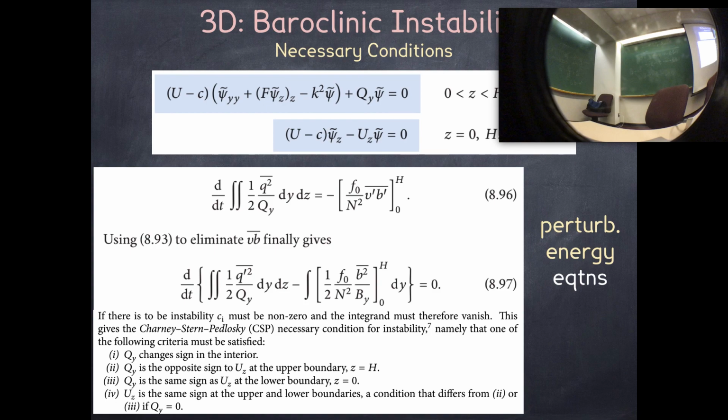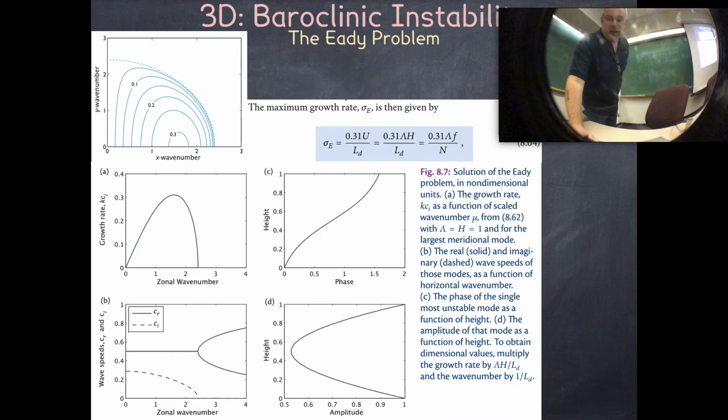What about du/dz being the same sign at the upper and lower boundaries? The du/dz is what? But it's also, if M squared is constant, it's constant everywhere in the domain. So it is the same sign at the upper and lower boundaries. It's in fact the same sign everywhere in the whole domain. So condition 4 is satisfied. So it is potentially unstable according to the Charney-Stern-Pedlosky criteria that we talked about last time. Okay? So what does the instability look like?